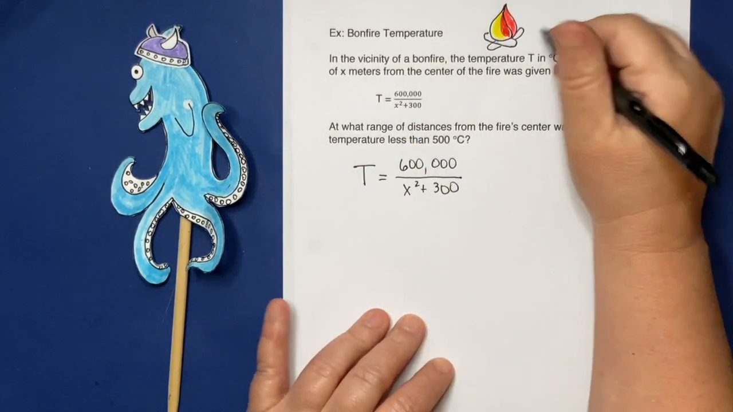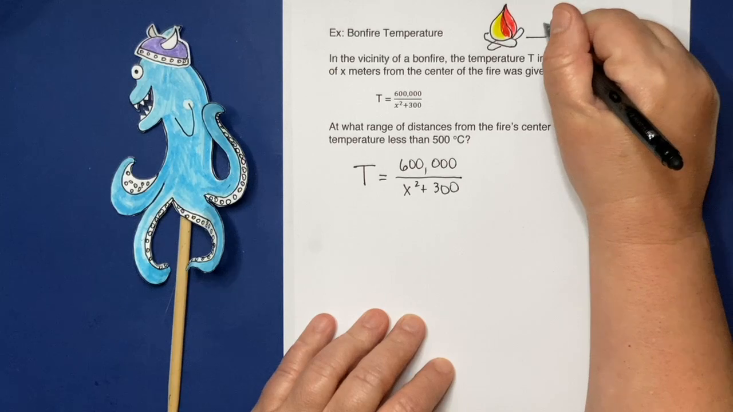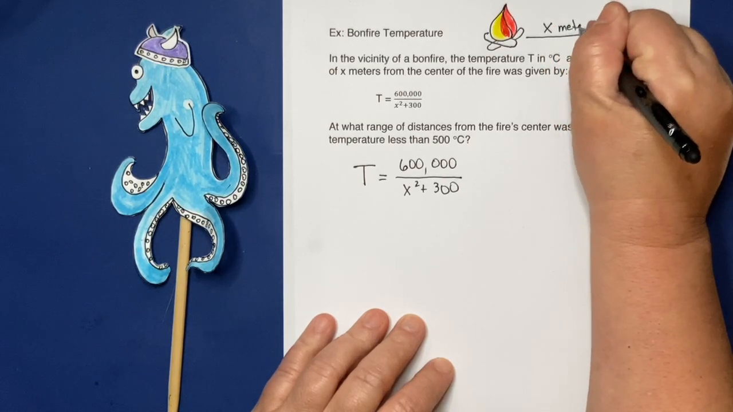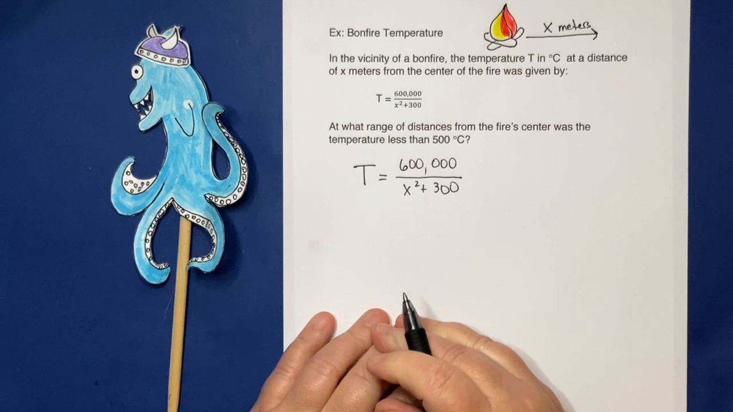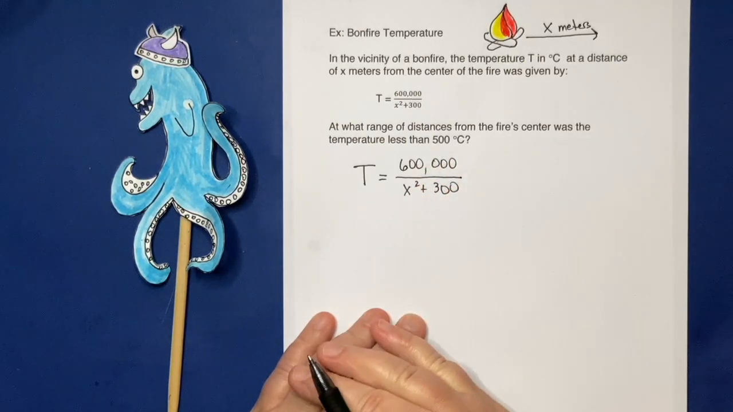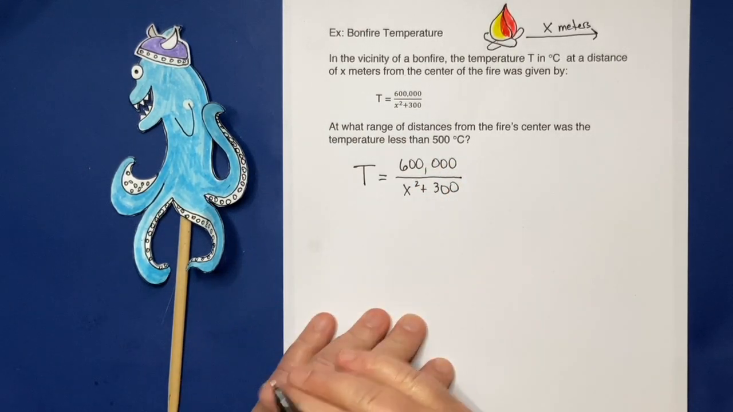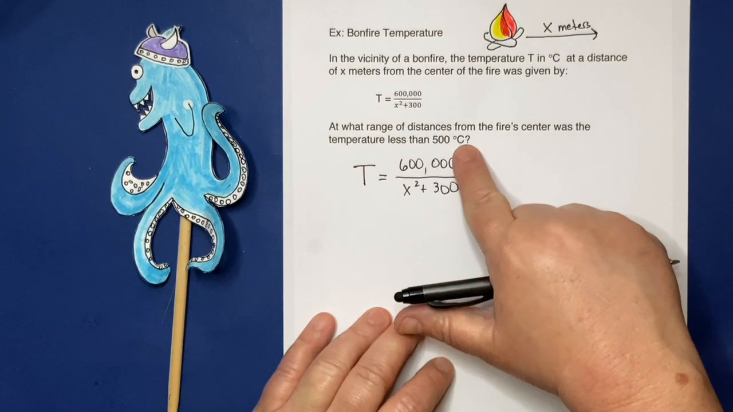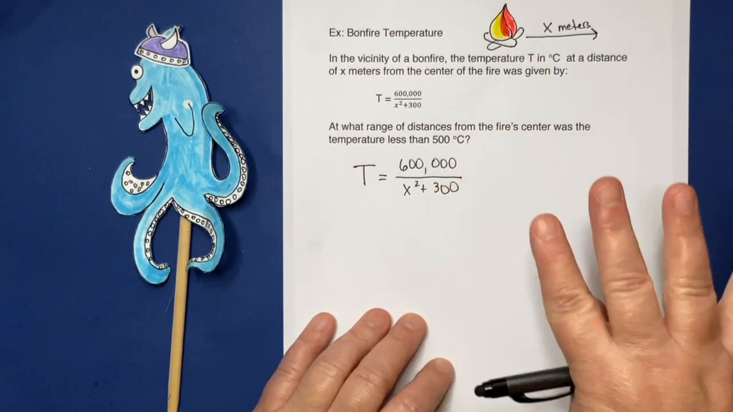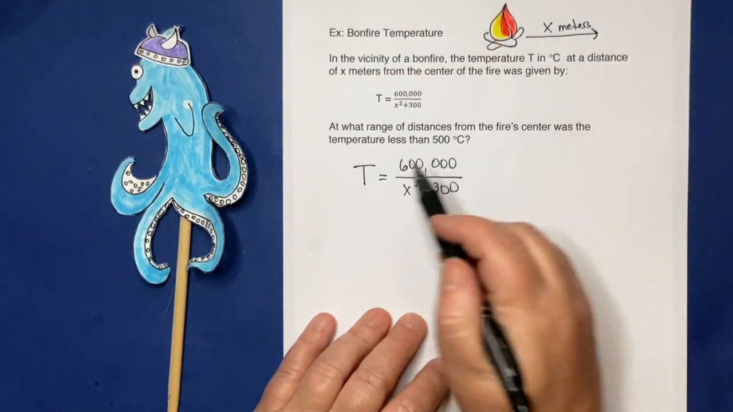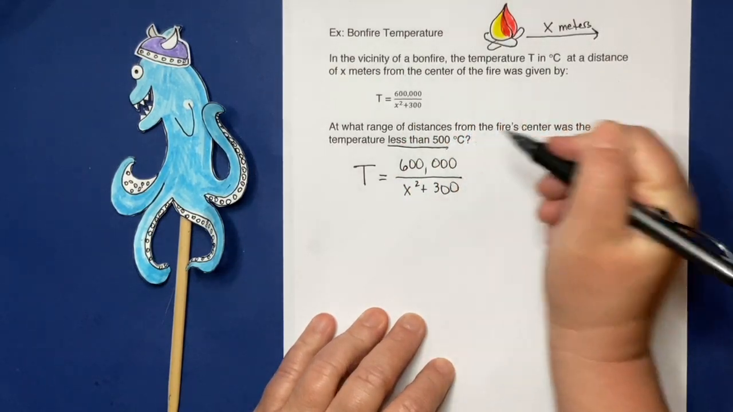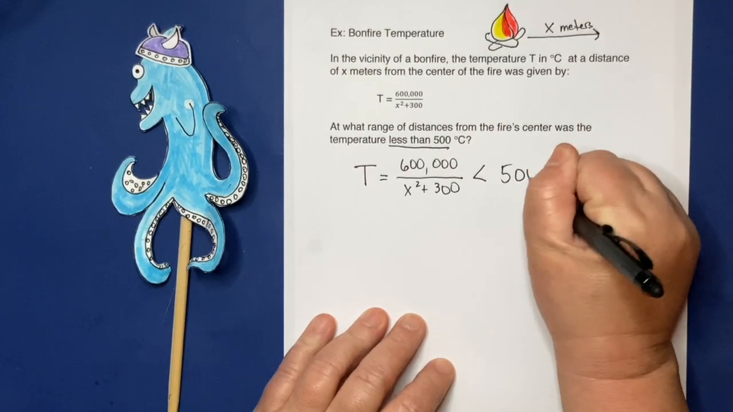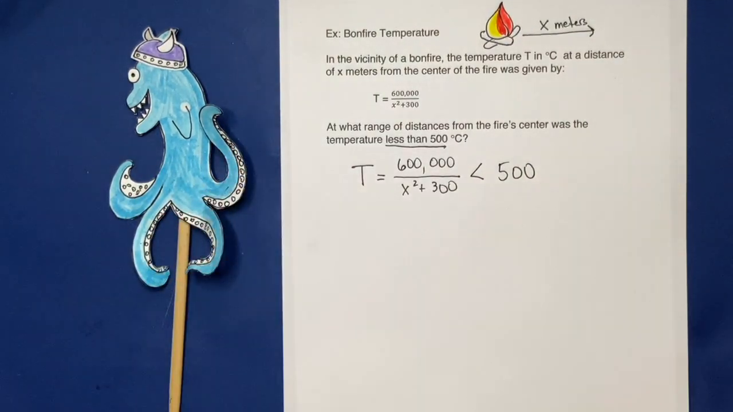So back to what this is. At a distance of x meters. So I'm going to be x meters away from the bonfire, and this is the temperature. And the question is, at what range of distances from the fire center was the temperature less than 500 degrees Celsius? So I look there, degrees Celsius, yep, that's correct, so I don't have to convert anything. I just want to make sure that it's less than 500. And now I have an inequality.